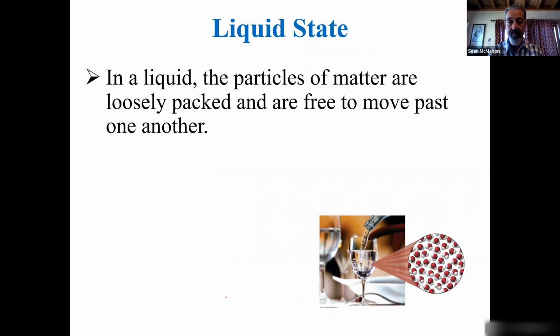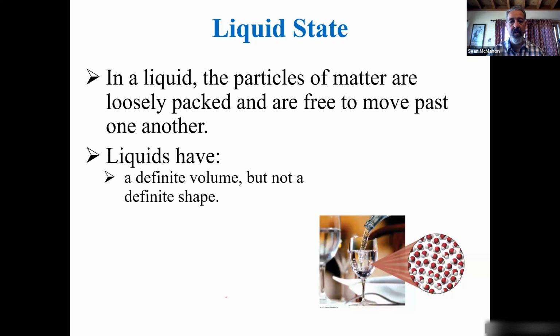What about liquids? Liquids are closely packed, but not as close as solids. So even though they're close to each other, there's a little more mobility in the motion. They can freely move past each other. I call it a slipping and sliding motion. As a result, they can flow; you could pour a liquid. So they have a definite volume, but not a definite shape.